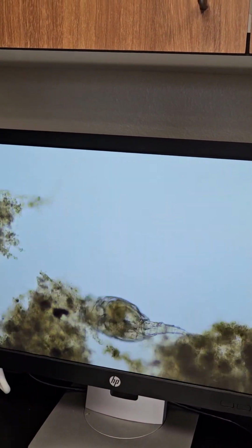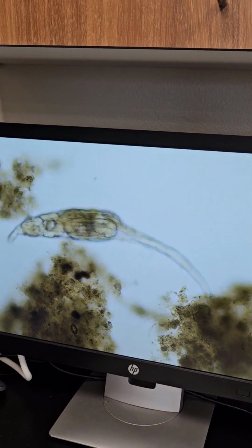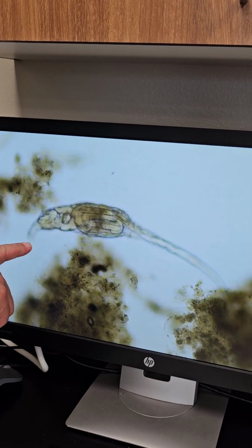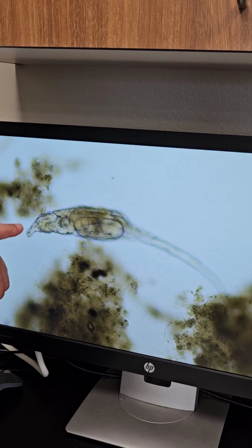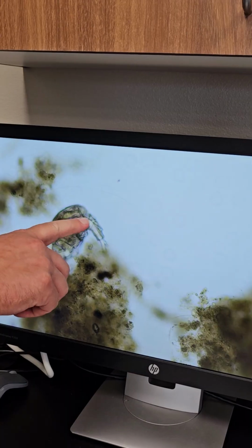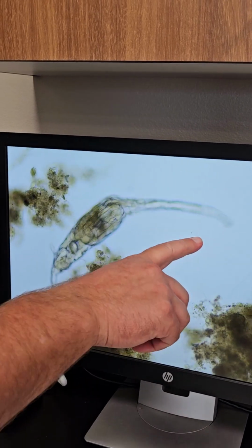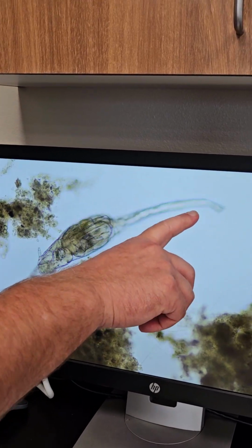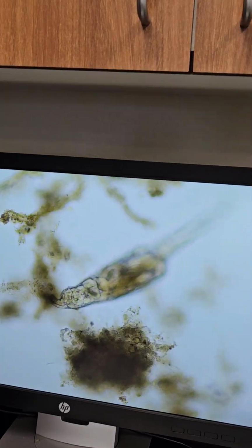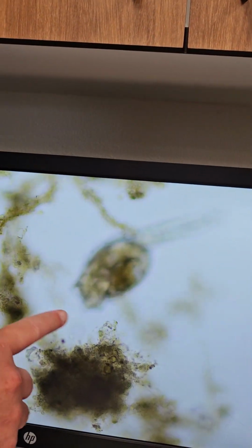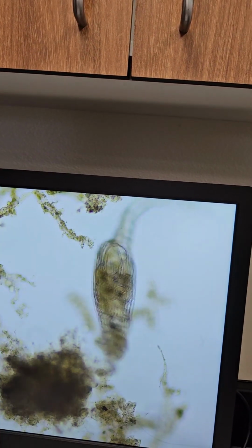Here's a rotifer, and you can see they have two filter feeding tentacles on the end of them, and then they usually have an attach point where they're normally attached. You can see the water circulating through their mouths.